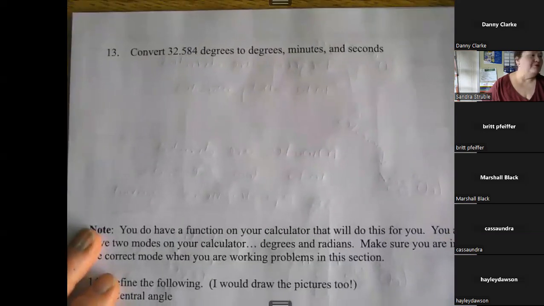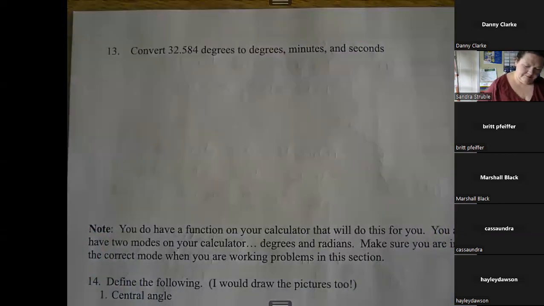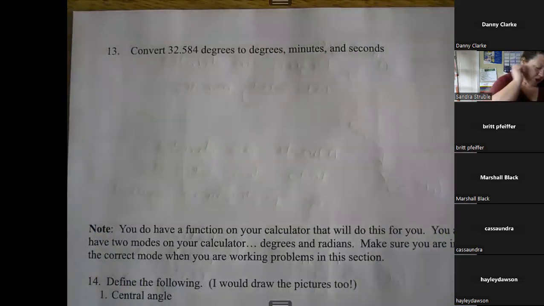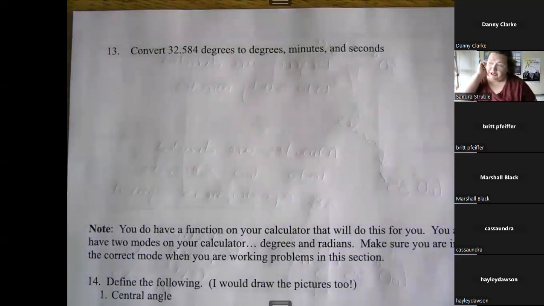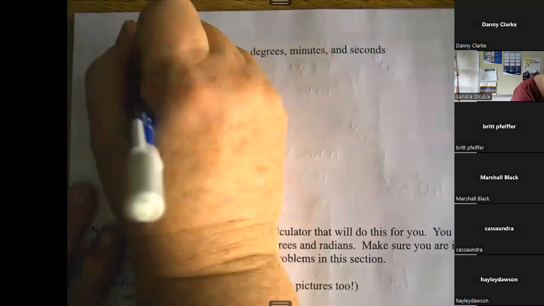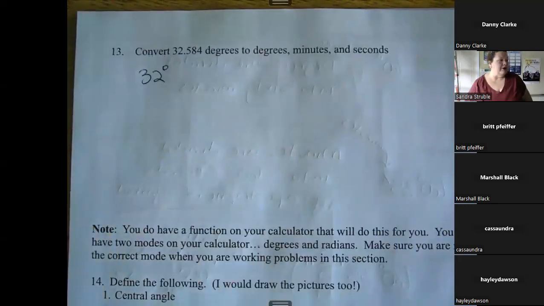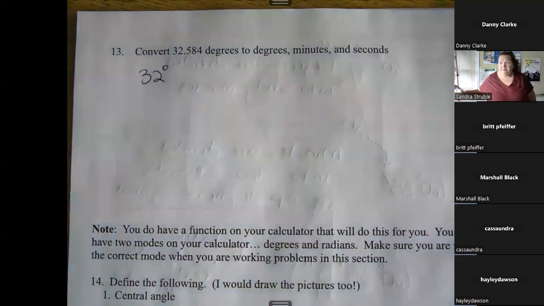And number 52 is convert 32.584 degrees. And we're going to take it to degrees, minutes, and seconds. So I don't have to do a thing with the 32 because it's already in degrees. So I've already got 32 there. I can put a little degree symbol on it and I'm done with that one.